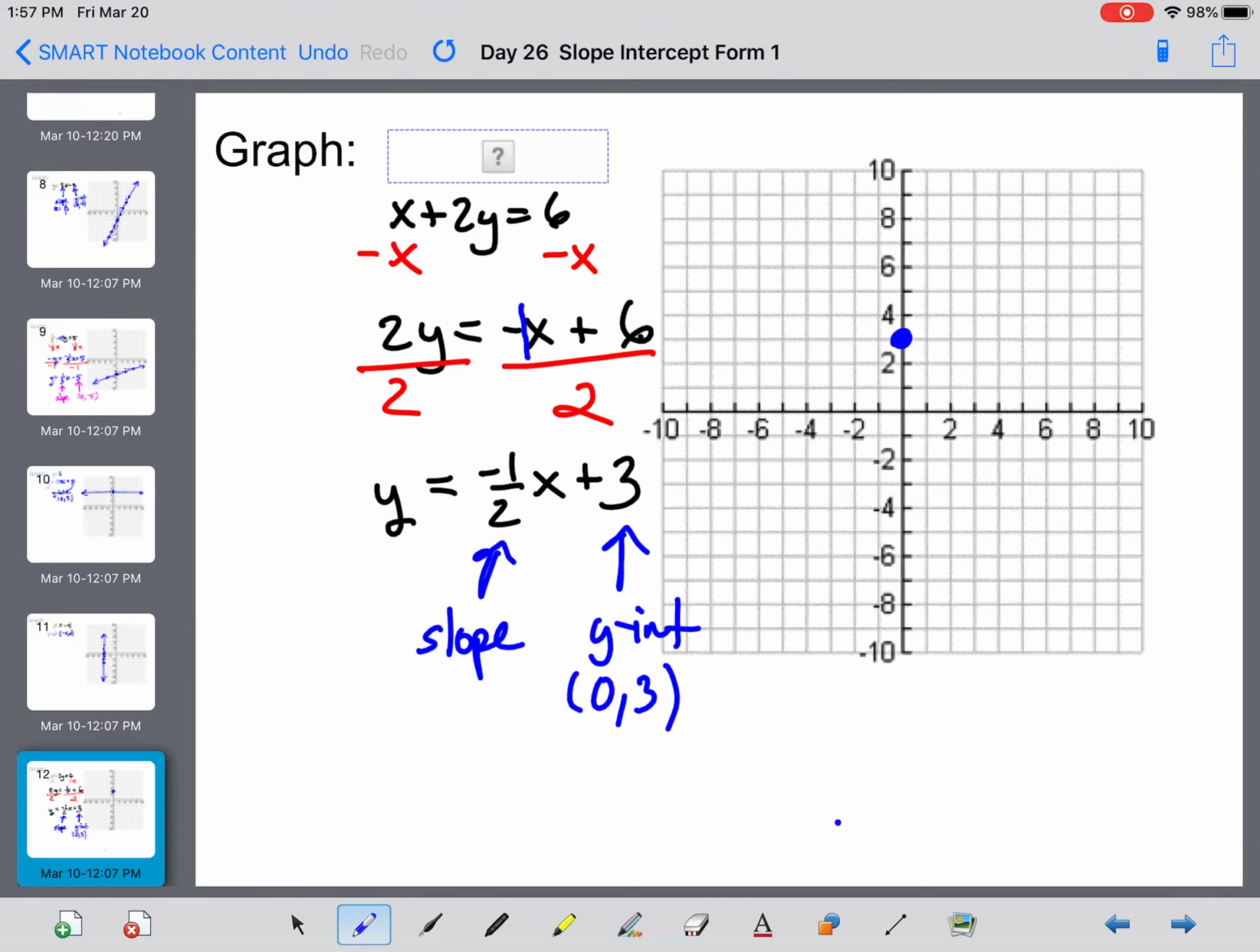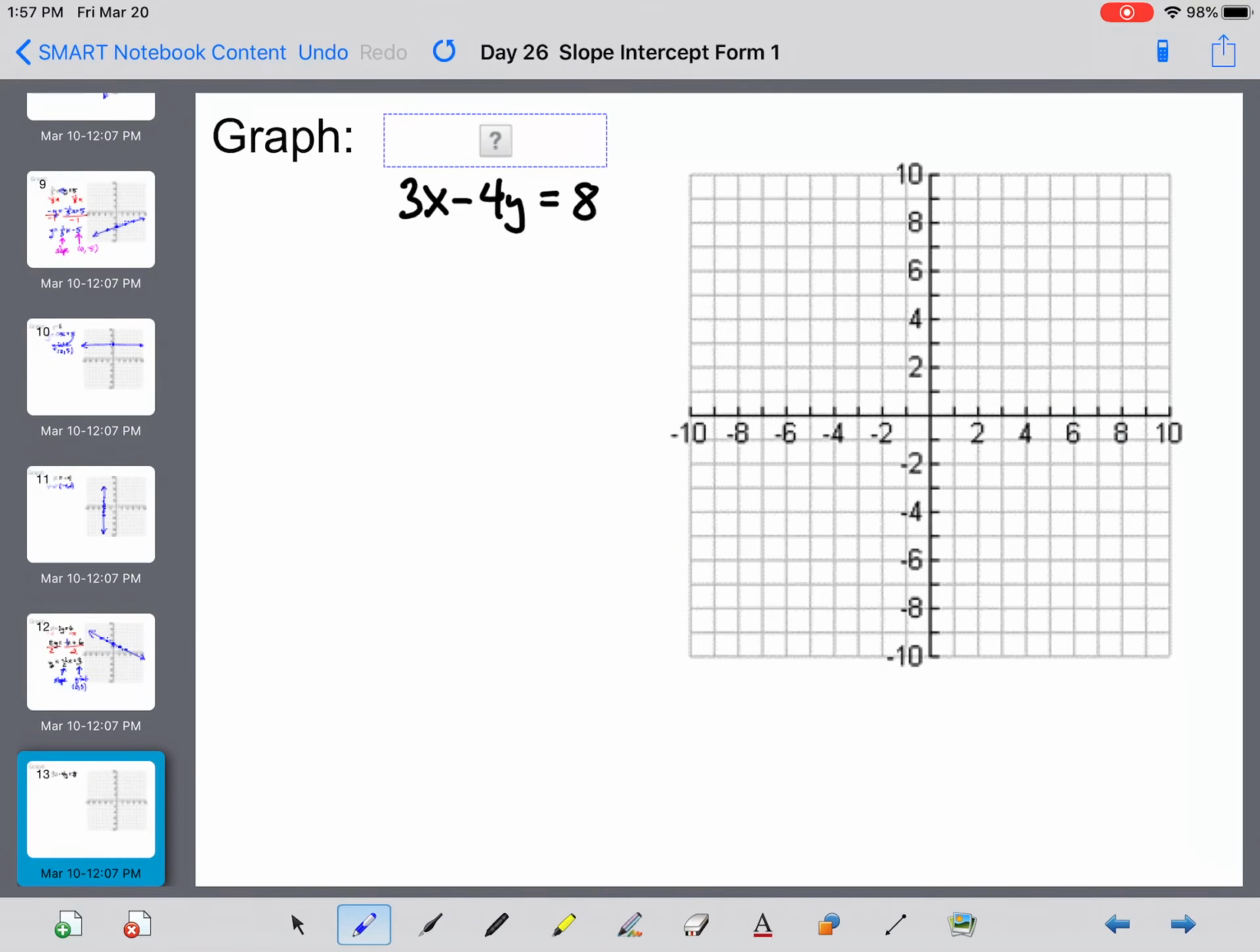So find the y-intercept. That's always our starting point. And we're going to go up 1 over 2 in the negative direction. Or down and right. That still follows that same negative direction pattern. And then I'm going to play connect the dots. And we've got that one graphed. I believe this is my last one for our examples here.